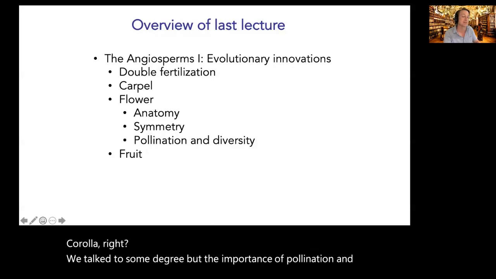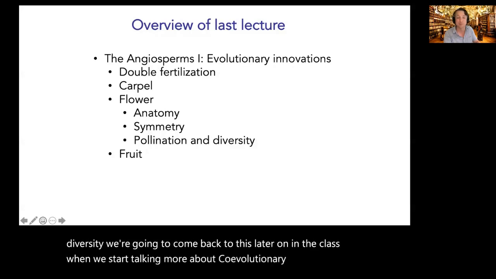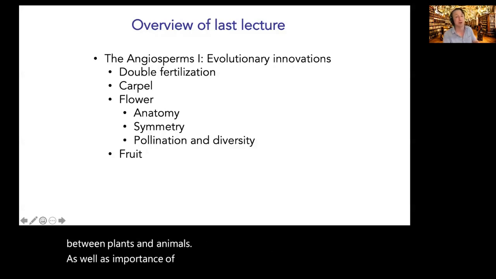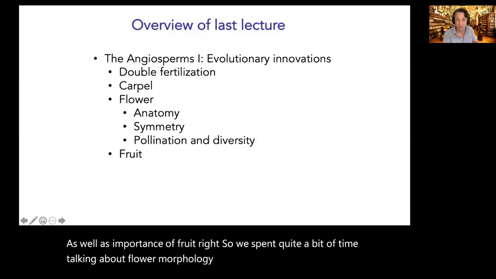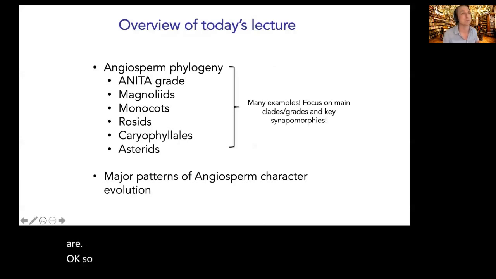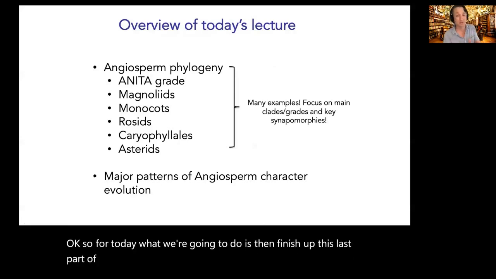We're going to come back to this later in the class when we start talking more about coevolutionary relationships between plants and animals, as well as the importance of fruit. So we spent quite a bit of time talking about flower morphology, but also what fruit actually are. For today, we're going to finish up this last component of putting together the angiosperm backbone phylogeny.